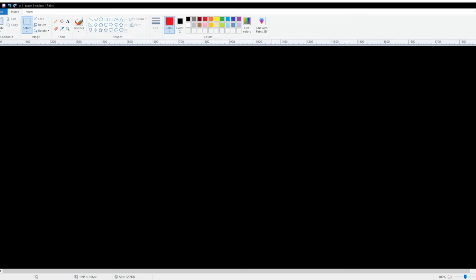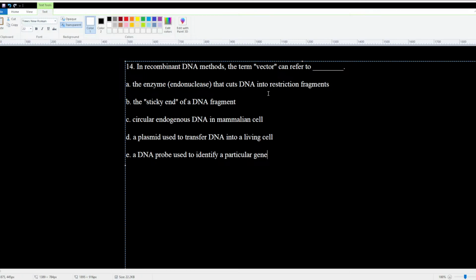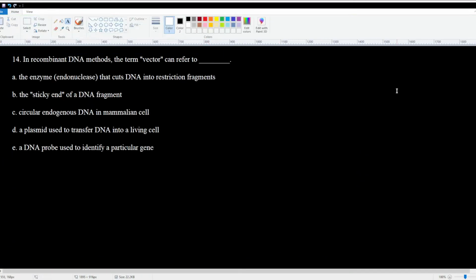Moving on. Okay, number 14 is asking: In recombinant DNA methods, the term vector can refer to A, the enzyme endonuclease that cuts DNA into restriction fragments, B, the sticky end of a DNA fragment, C, a circular endogenous DNA in mammalian cells, D, a plasmid used to transfer DNA into a living cell, or E, a DNA probe used to identify a particular gene. So, again, what is a vector?